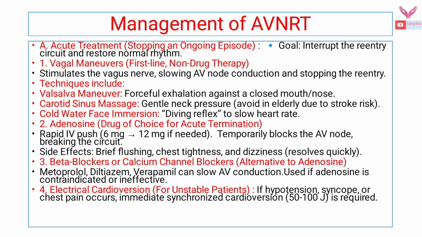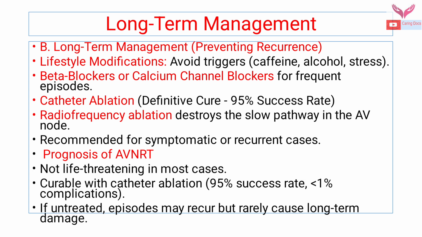Beta blockers and calcium channel blockers are alternatives to adenosine. We can use metoprolol, diltiazem, verapamil. I have discussed these things in detail in the management of SVT. They can slow down the AV conduction and are used if adenosine is contraindicated or ineffective. Electrical cardioversion is for unstable patients. If hypotension, syncope or chest pain occurs, immediate synchronized cardioversion with 50 to 100 joules is required.